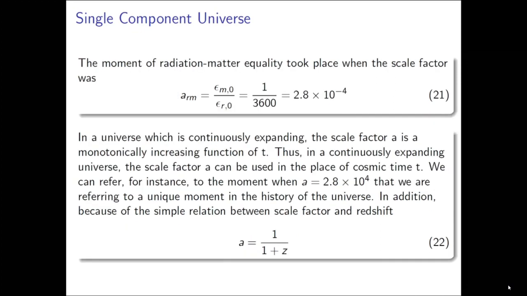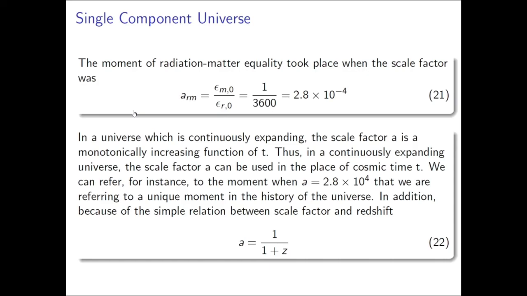We can also get the value of the scale factor at which the radiation-matter equivalence was present, where the energy densities of radiation and matter were exactly equal. It was at a scale factor of 2.8 times 10 to the power minus 4. In a universe that is continuously expanding, the scale factor a, as we have seen in equation number 20, is monotonically increasing as a function of time, since the scale factor is only dependent on time. In this benchmark model, we consider this also.